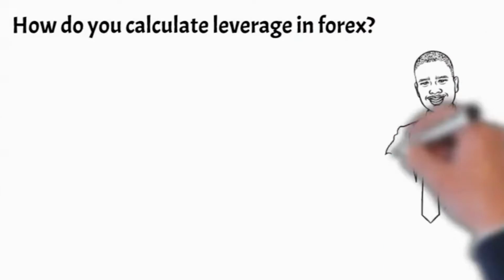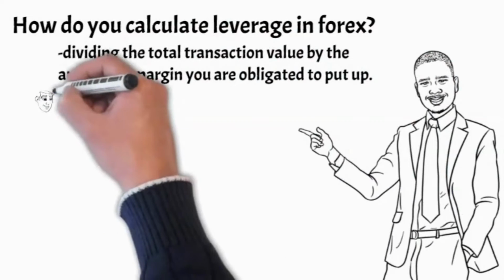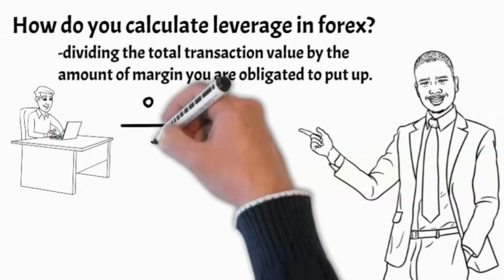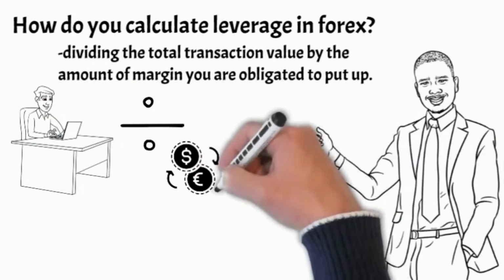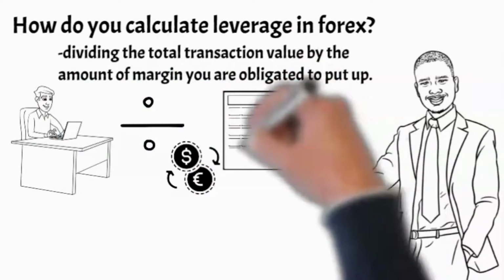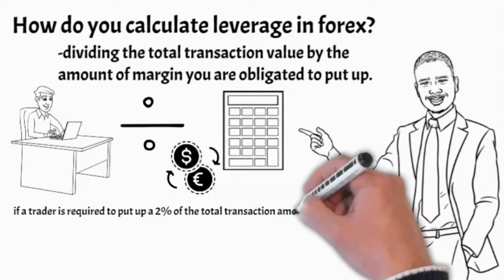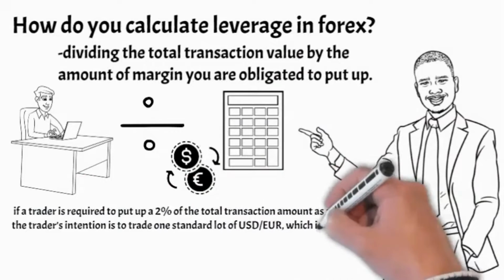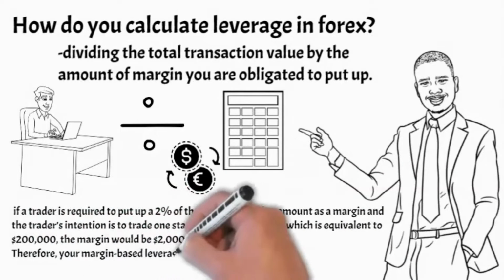How do you calculate leverage in Forex? Knowing that Forex trading offers high leverage for an initial margin requirement, meaning a trader can control a substantial amount of money. Margin-based leverage is therefore calculated by dividing the total transaction value by the amount of margin you are obligated to put up. If a trader is required to put up 2% of the total transaction amount as a margin and the trader's intention is to trade one standard lot of US dollar to euro, which is equivalent to $200,000, the margin would be $2,000.